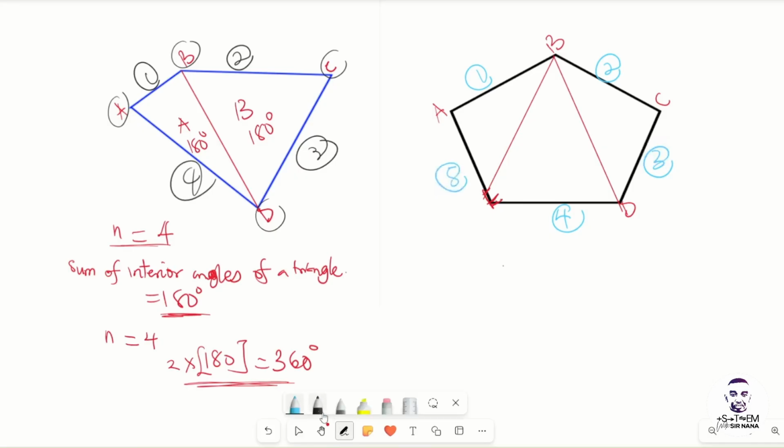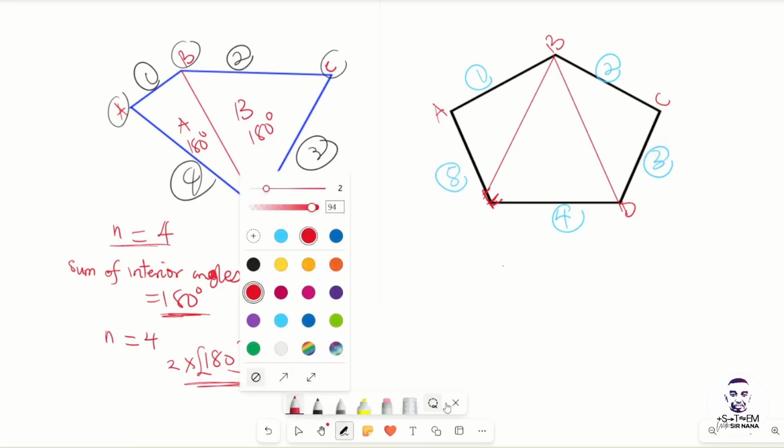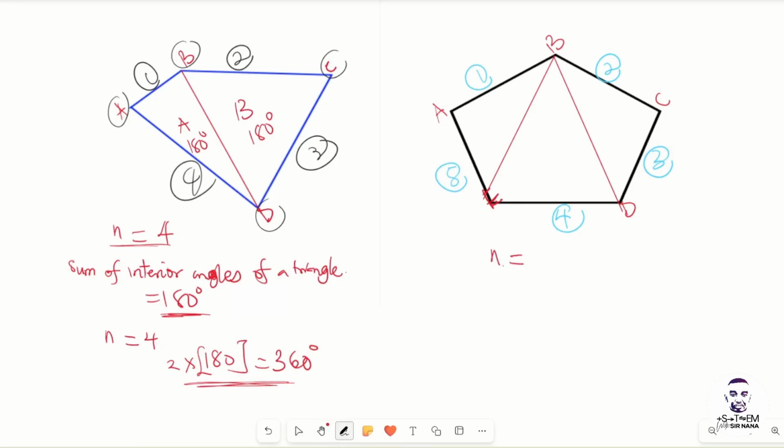So we can see that in this, the n, which represents the number of sides, is 5, right? So it means that this, for instance, is a pentagon. This is a quadrilateral. Now, how many triangles do we have here? In this case, we have triangle A, triangle B, triangle C. And each of them has 180 degrees as the sum of the interior angles of a triangle, right? 180 degrees, 180 degrees, right?